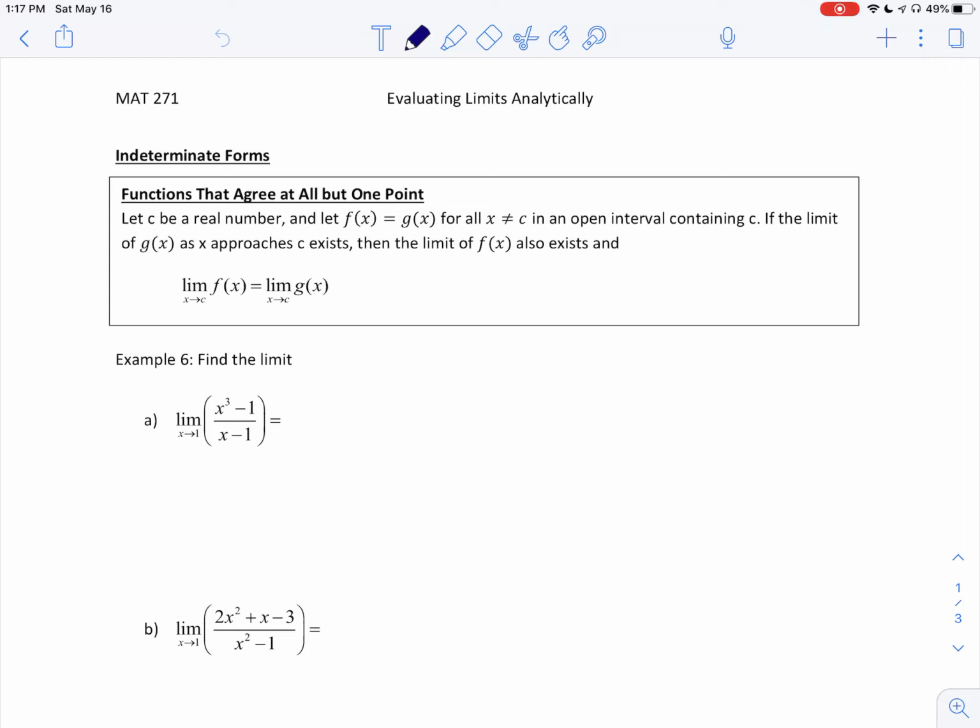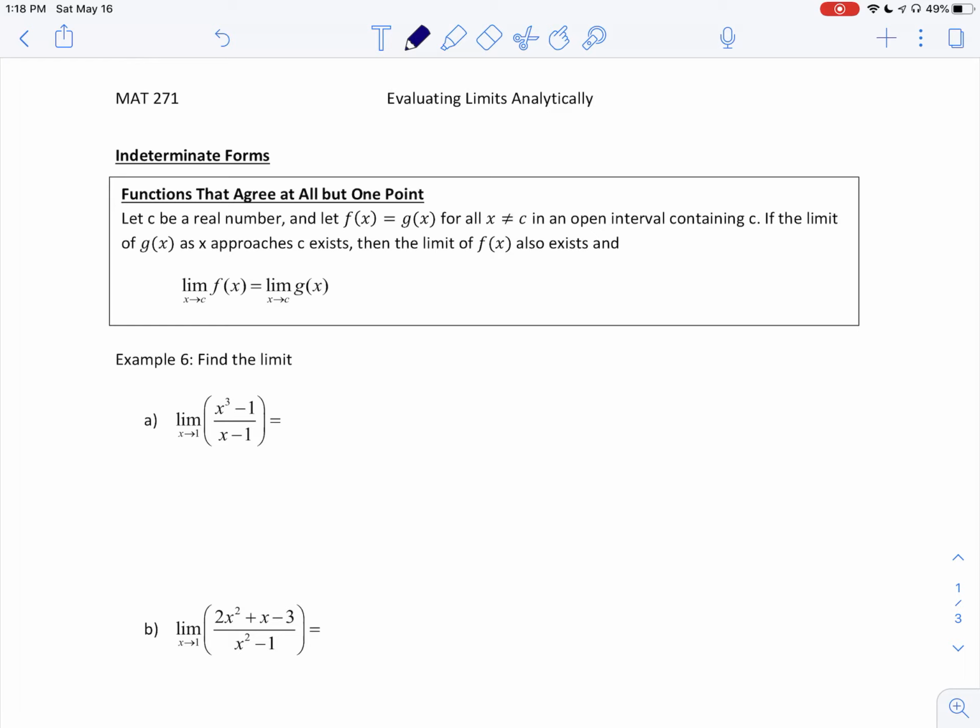So what we're going to have to do is take our function and simplify it down, which typically is going to involve factoring, canceling a common factor, and simplifying. Now, what this up here is telling us is that if we're able to take our original function and simplify it down, then the limit of our original function is equal to the limit of that simplified function. Okay, so let's go ahead and take a look at this first example.